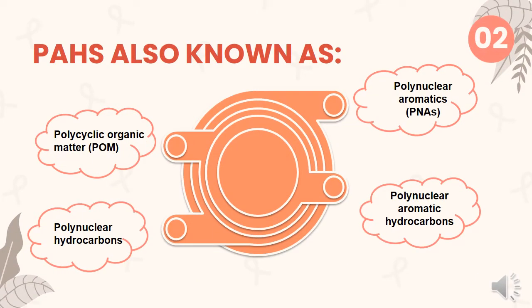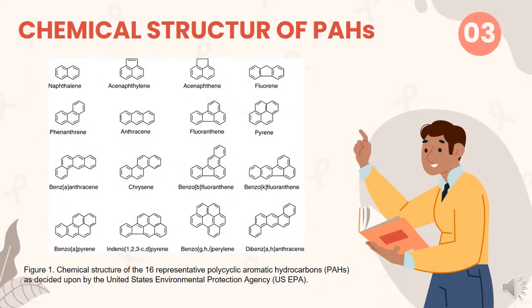Polycyclic aromatic hydrocarbons are also known as polycyclic organic matter, polynuclear hydrocarbons, polynuclear aromatics, and polynuclear aromatic hydrocarbons. Next, this is an example of 16 PAHs and their chemical structures, from the simplest one, naphthalene. From this, we can see all the structures are benzene rings in which electrons are delocalized. The chemical structures of these 16 representative polycyclic aromatic hydrocarbons were decided upon by the United States Environmental Protection Agency, US EPA.